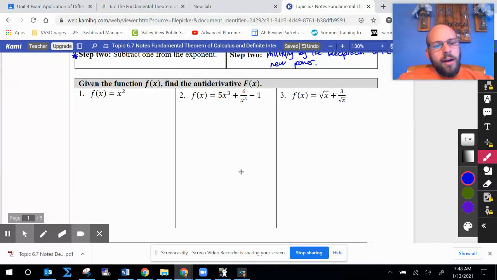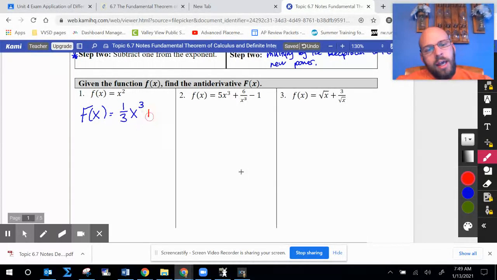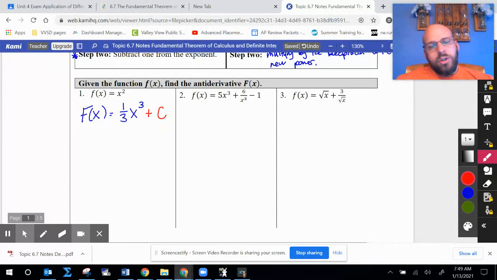Okay, so I have f of x equals x squared. So I'm going to use good notation. The antiderivative would be a capital F. I'm going to raise it to the third power, and then I'm going to multiply it by the reciprocal. Now, here's something that the notes don't go over yet. At the end, I want you to put a plus c. Whenever we find the antiderivative, we always need to put a plus c at the end of our answer.